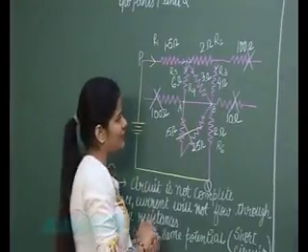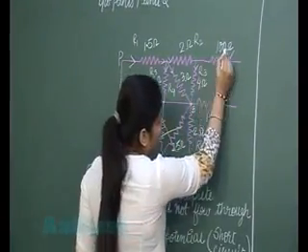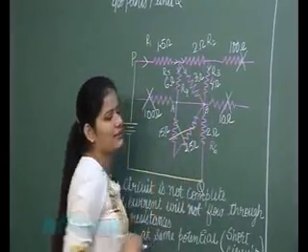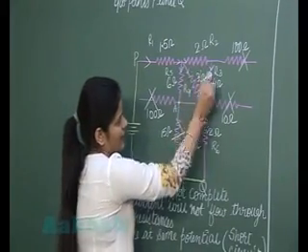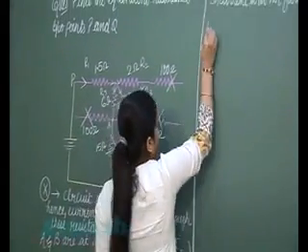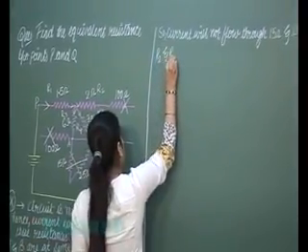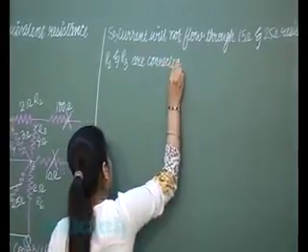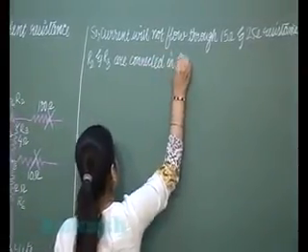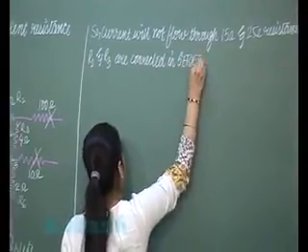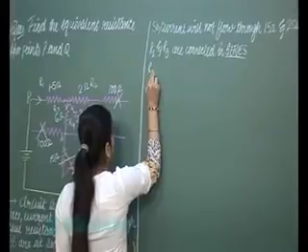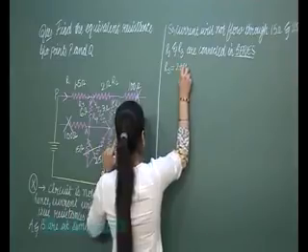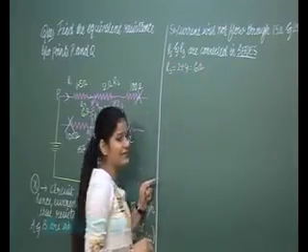Now student, we can see here that as the current will not flow through the 100 ohm resistance, therefore R2 and R3 are connected in series. So student, we will get the equivalent resistance by adding R2 and R3, which is 2 plus 4. We will get the equivalent resistance as 6 ohm.